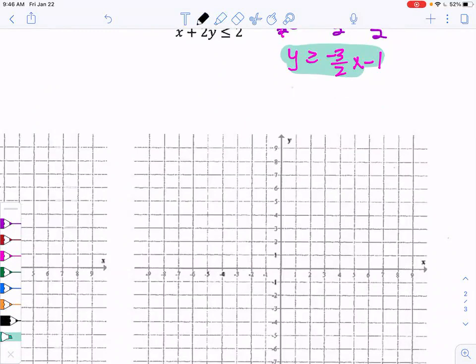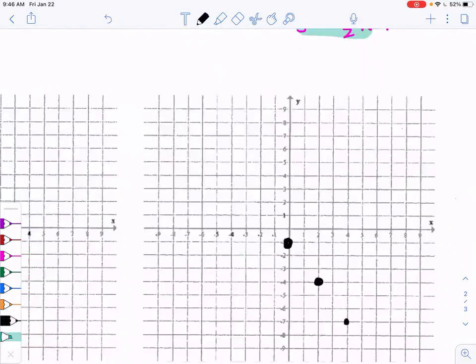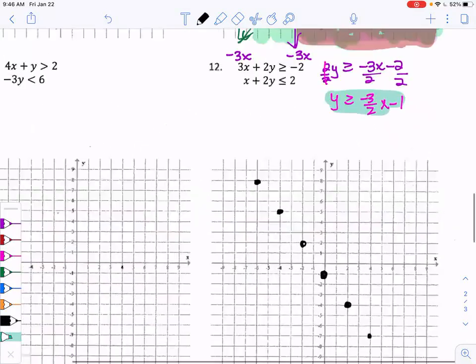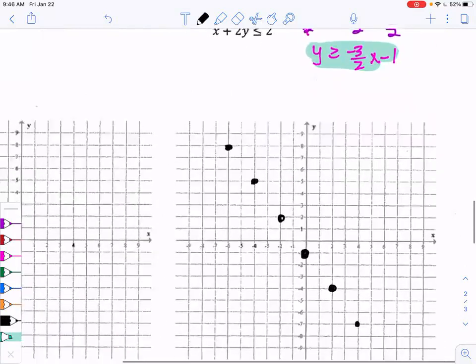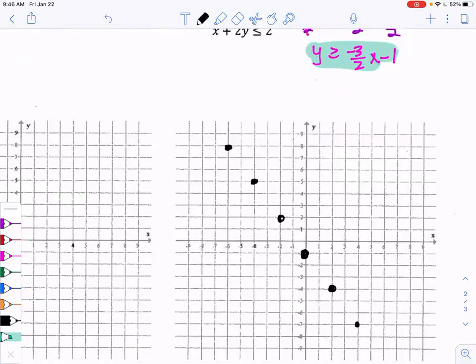So going down to -1. The slope is -3 over 2. So down 3 over 2, or I could go up 3 and backwards 2. All right, Haley, greater than or equal to, solid or dashed line? Yeah, because equal to means it's allowed to be on that line. There we go.